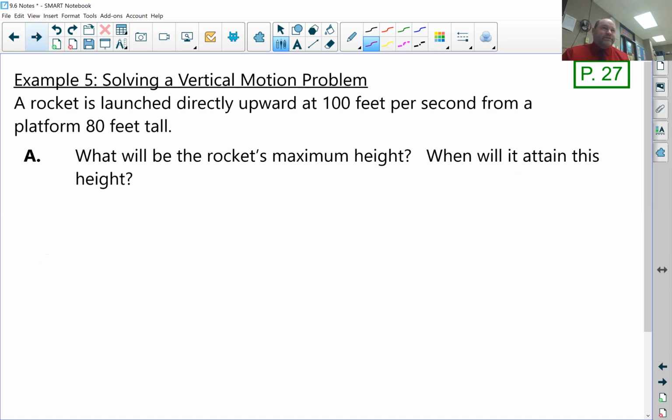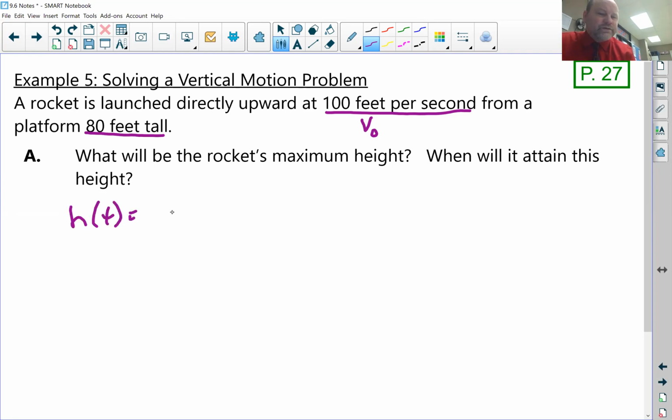If something happened in the past, we don't say it happened negative 15 minutes ago. We just say it happened 15 minutes ago. So here we have our situation. A rocket is launched directly upward at 100 feet per second, so there's our V sub 0, from a platform 80 feet tall. So our formula is negative 16t squared plus 100t plus 80.